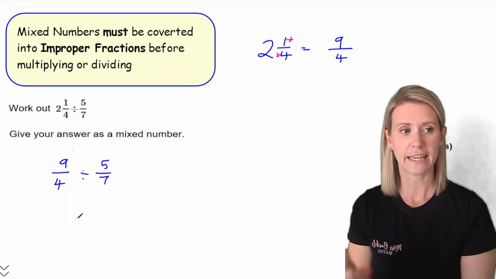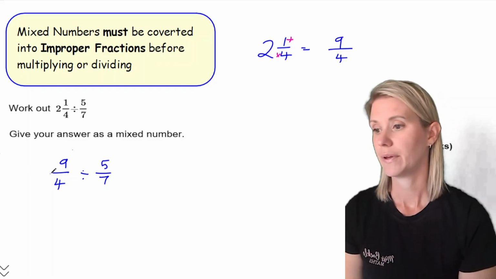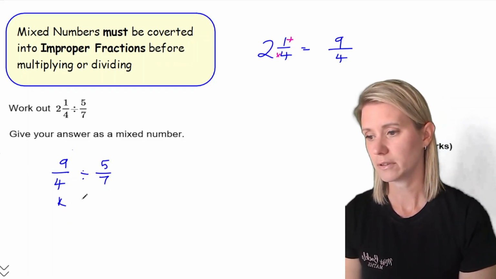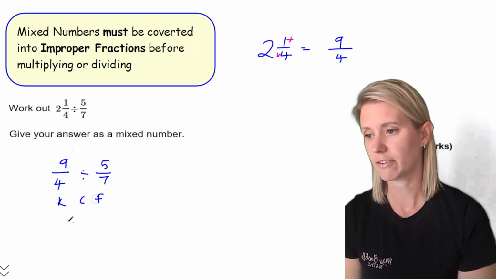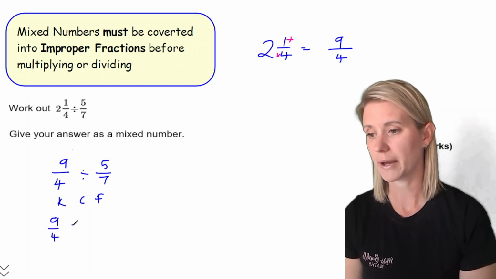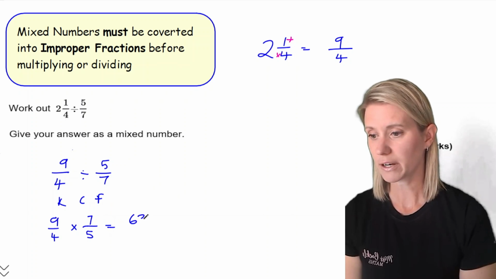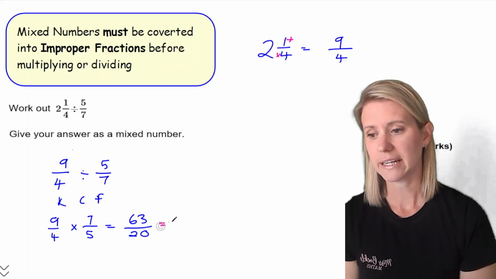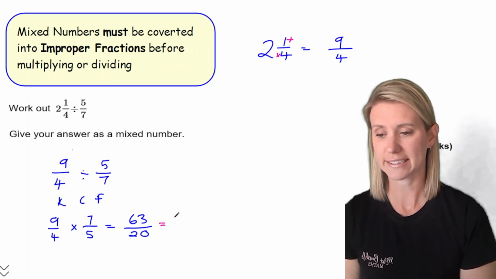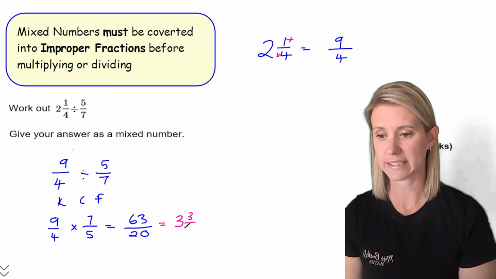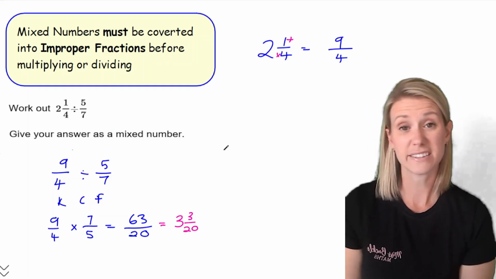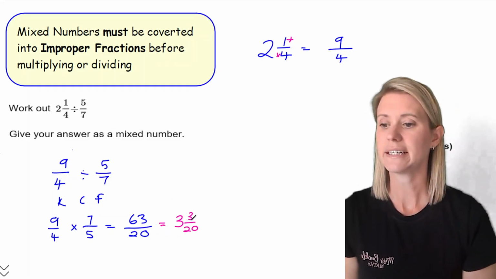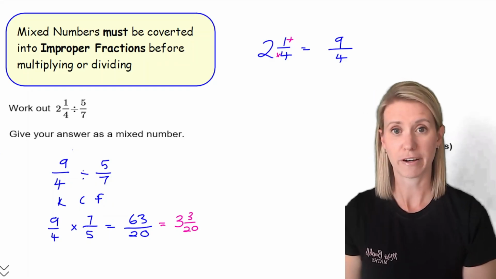First mark done. Keep, change, flip. 9 quarters, keep, divide, change, 5/7, flip. 9 quarters multiplied by 7/5. Well, 9 7s are 63 and 4 5s are 20. Converting that into a mixed number, we first work out how many 20s go into 63? It's 3 with 3 20ths over. And you can't simplify that any further. So it's 3 and 3 20ths to get your 3 marks.